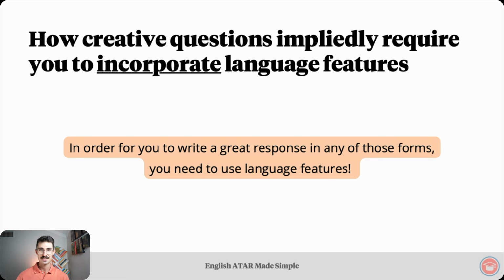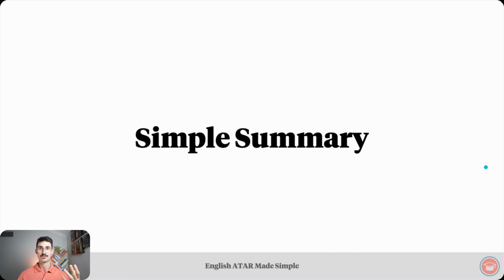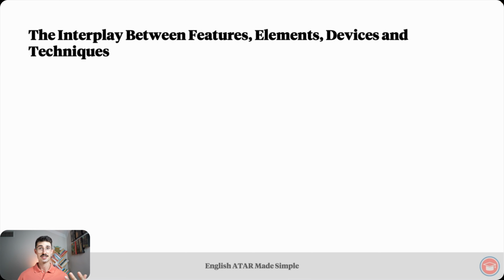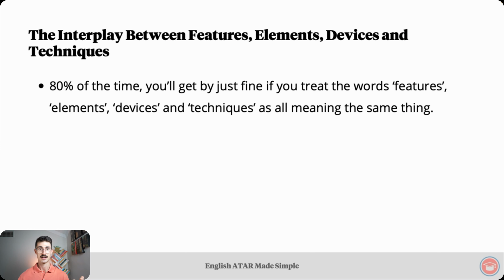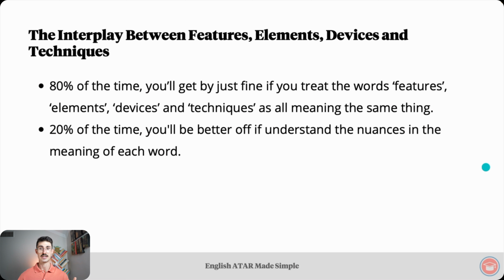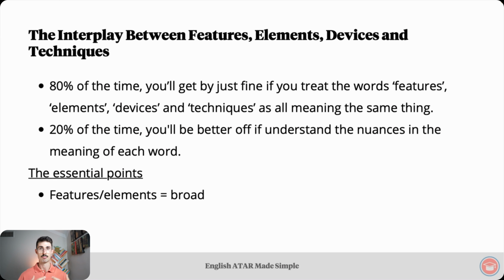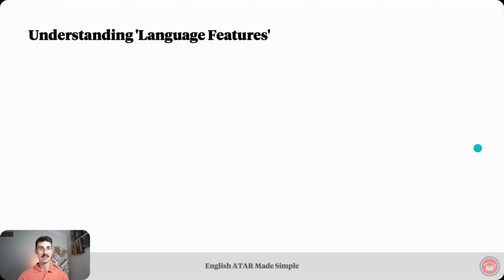Alrighty, that is it for this lesson. Let's go through a simple summary of it. The first section of this lesson discussed the interplay between features, devices, elements, and techniques. We learned that 80% of the time, you'll be just fine if you treat the words features, elements, devices, and techniques as all meaning the same thing. 20% of the time, you'll be better off if you understand the nuances in the meaning of each word. The essential points, this was a subheading of this section of the lesson. Features and elements, they have a broad meaning, umbrella terms. Devices, techniques, they're specific.